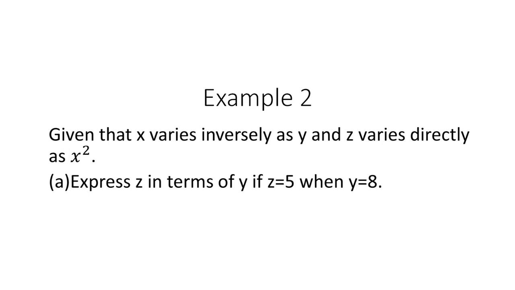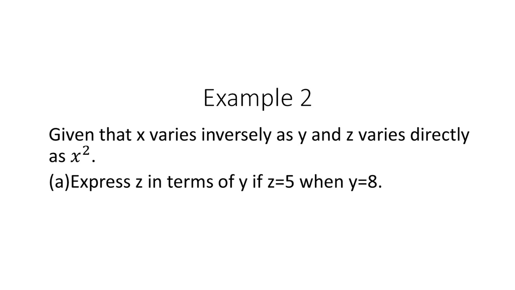So now, let's look at the second example. X varies inversely as Y. That is, X varies inversely, that is 1 over y, and z varies directly as x squared. So we have z varies directly as what? As x squared. Now, A says, express z in terms of y, if z equal to 5 when y equal to 8.